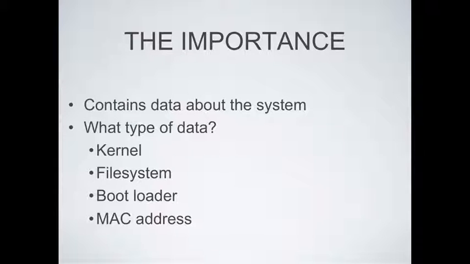What type of data would we typically find when we're looking at non-volatile memory? Well, we possibly could find a kernel or a file system or bootloader, or maybe we might just find a MAC address. There are all these possibilities. Whatever information needs to be stored in order for the system to come up is usually what we're going to find in non-volatile memory.